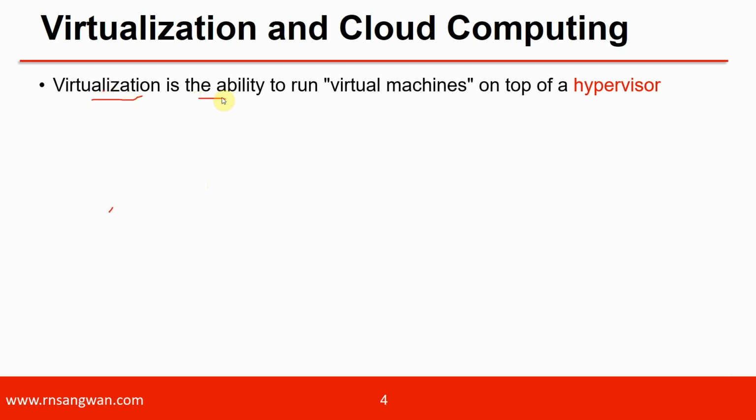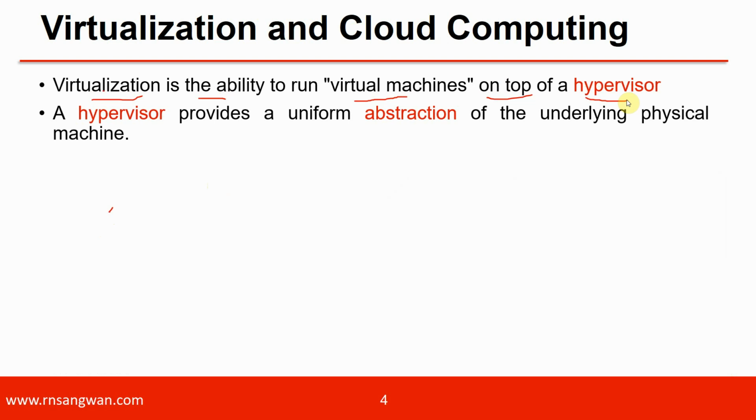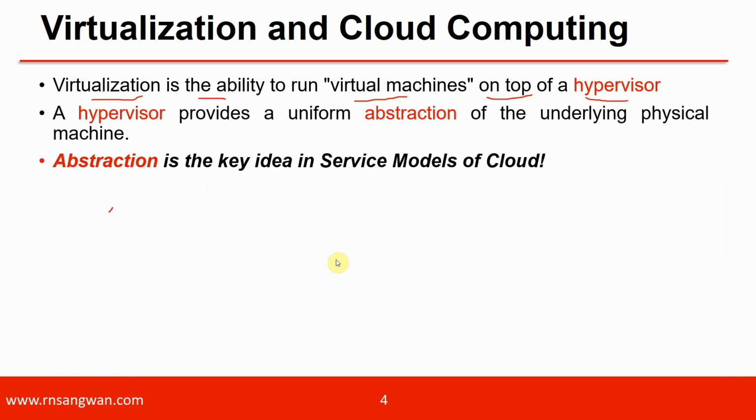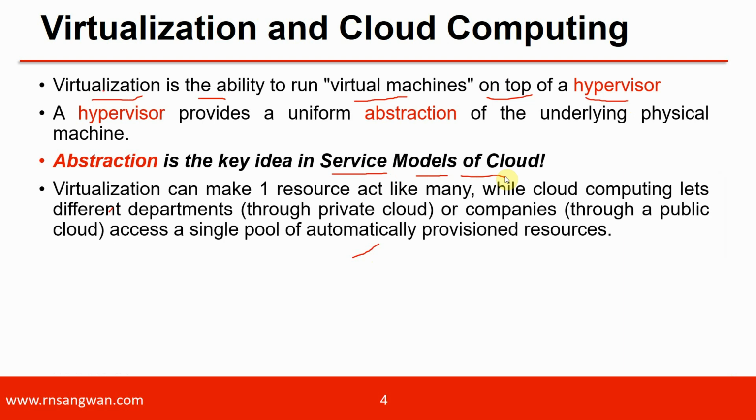Virtualization is ability to run virtual machines on the top of hypervisor. Hypervisor provides a uniform abstraction of the underlying physical machine. Abstraction is the key idea in service models of cloud. Virtualization can make one resource act like many, while cloud computing let different departments through private cloud or companies through public cloud access a single pool of automatically provisioned resources. Let me explain this concept.